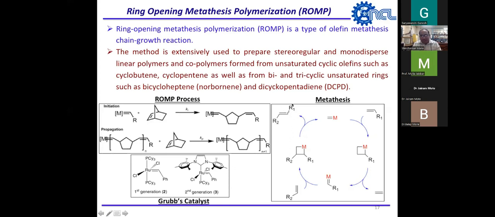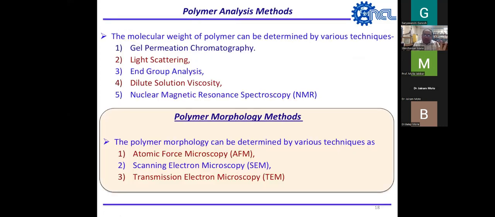If you simply consider this as two partners, when you introduce the metathesis monomer, it forms and finally it changes the partners. So in this particular case, you can make stereoregular and monodisperse polymers, which are simply made from olefinic cyclobutadiene, cyclopentanes, or norbornene as precursor materials. And we need a particular catalyst, which is called the Grubbs catalyst, generation first and generation second. Even now people are using further generations to make this metathesis polymerization. So these are the typical polymerizations which we use.